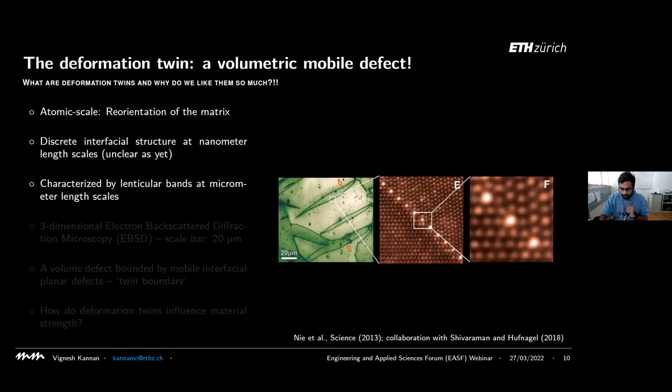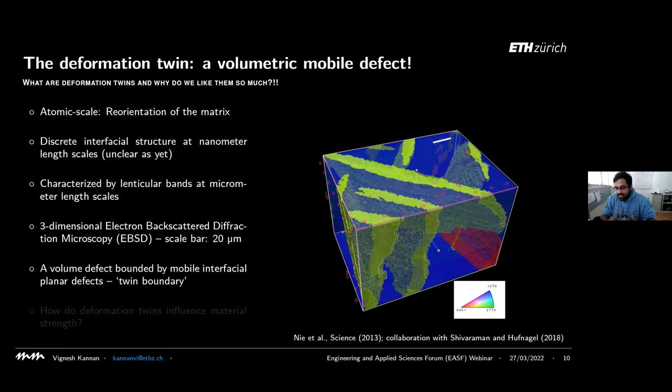So then we actually generated some twins inside a single crystal of magnesium. And in collaboration with our colleagues at Hopkins, we ended up doing three-dimensional microscopy. These were the experts in three-dimensional microscopy at Hopkins. So we gave them our samples and they gave us some very interesting data. What you can see here is that these deformation twins are really volume defects. The regions in green are the deformation twins and the blue is the matrix itself. And these are basically volume defects that are surrounded by surface defects. The surface defects are what we call deformation twin boundaries, right?